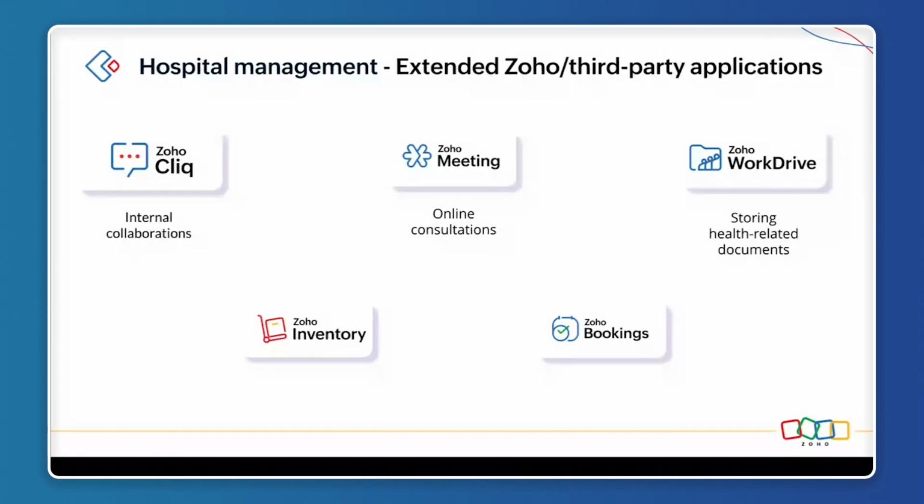If you have any PDF files and any other past history that needs to be stored, that can also be stored in a file inside your WorkDrive. Next we have Zoho Inventory to track all the inventory related information, and Zoho Bookings can be used to monitor the doctor calendar, so their availability and schedules can be monitored here. These are a few of the extended use cases that you can think about.